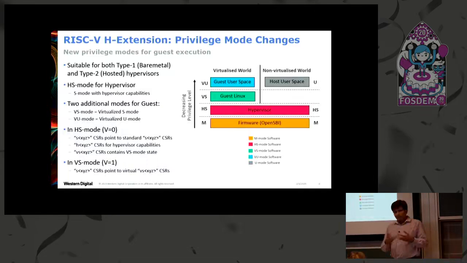In HS mode we now have 3 types of CSRs. One is the traditional S mode CSR, prefixed by just S. Then we have H-prefixed CSRs, which are for the hypervisor capabilities. And then we have VS-prefixed CSRs, which allow HS mode to access the state of the guest or VM, the VS mode registers. In VS mode, whenever Linux accesses an S mode CSR, it will not go to the actual S mode CSR, it will map to the VS mode CSRs. And this shows the layered privilege modes, with a different color used for each privilege mode. The hypervisor is the red one, and VS and VU modes are the green and blue ones.